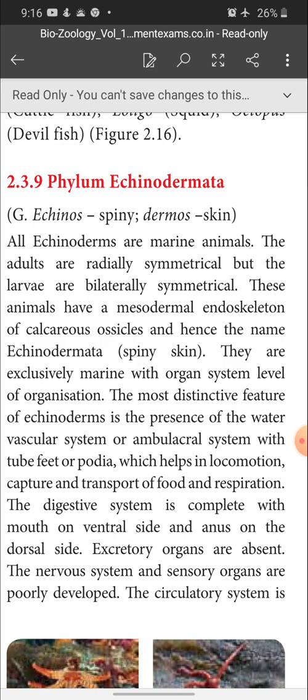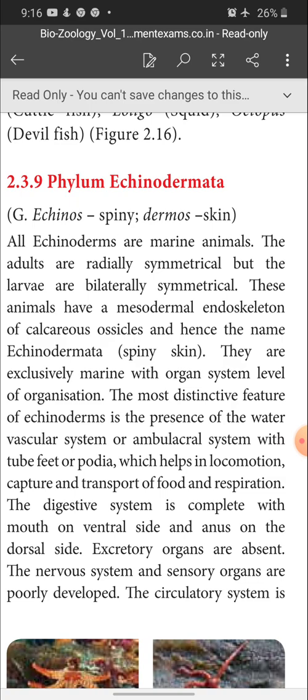In the rest of the phyla, the animals of that particular phylum are either bilaterally symmetrical or radially symmetrical. But in the animals of phylum Echinodermata, we can see both bilateral and radial symmetry, in larval and adult stages respectively. These animals have a mesodermal endoskeleton of calcareous ossicles and hence the name Echinodermata. That means what? Spiny skin.